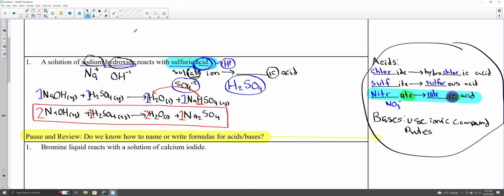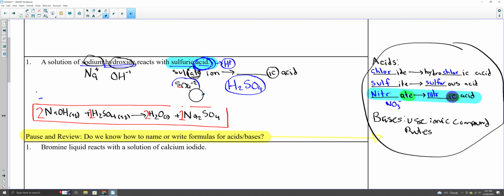And this is what the complete reaction would look like. So it is more correct than this one above.